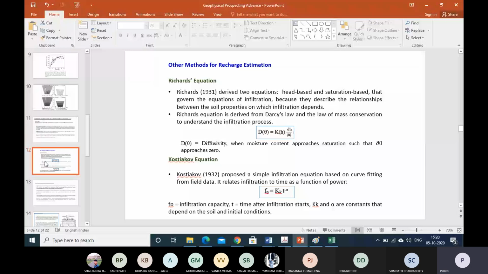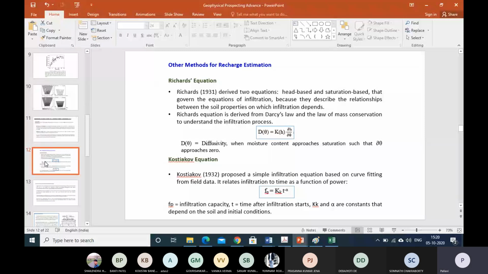And the equation here, if you see this equation, infiltration capacity is depending upon time, when infiltration starts, and conductivity. Again, alpha is the constant that depends on the soil properties, the initial condition of the soil properties.